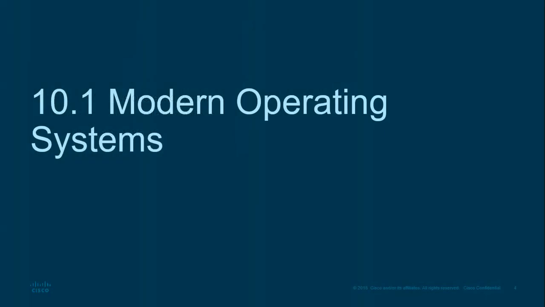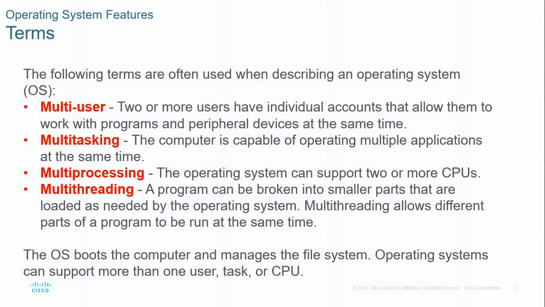We'll see what the modern operating system is. We have different terminologies. Modern operating systems often feature multi-user, multitasking, multiprocessing, and multi-threading. These are the important features of the modern operating system which we have in Windows 10 also. It supports many users, you can do many tasks, it has many processors, and you can have many threads for a single program.